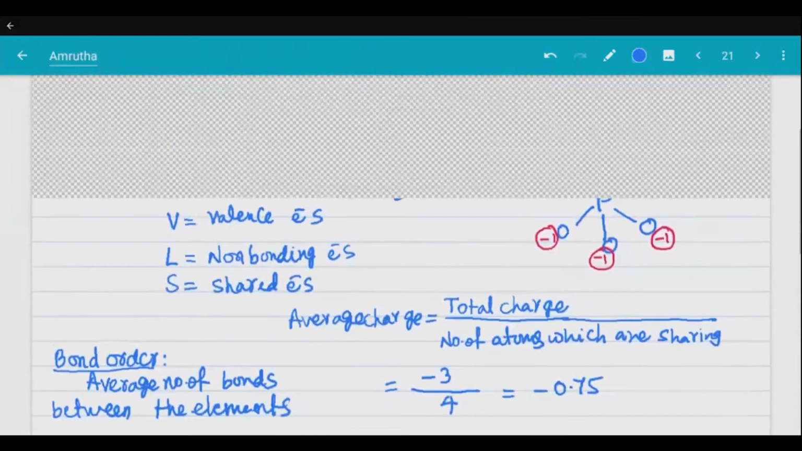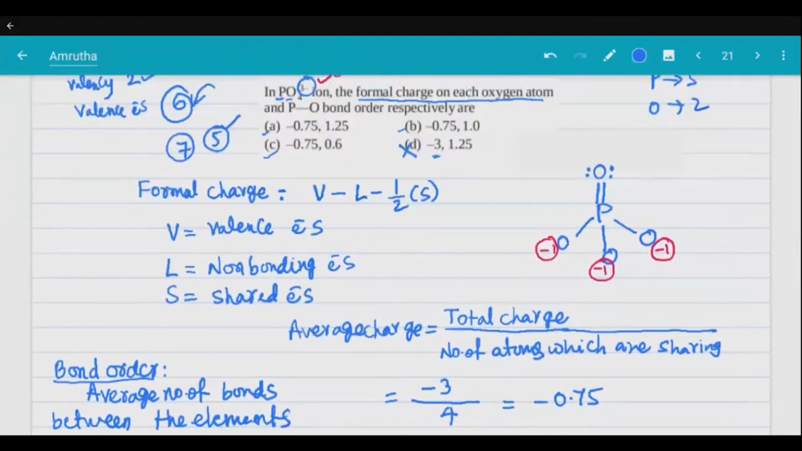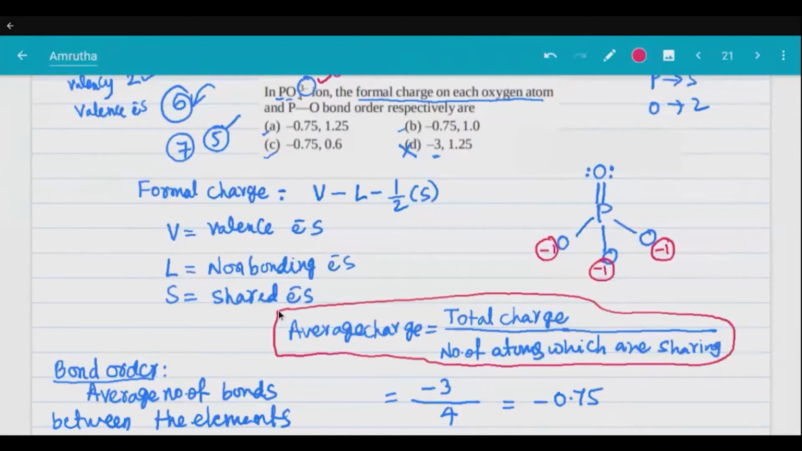Now look at this. How many average number of bonds are there? How do you calculate this? Look at the average charge formula. How did we do this? From this, we will get the average bond order also. It is very simple, because all are oxygens, correct? All are oxygens.